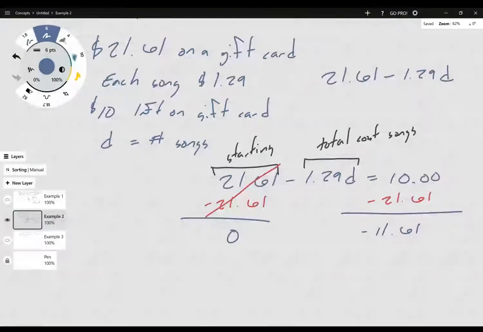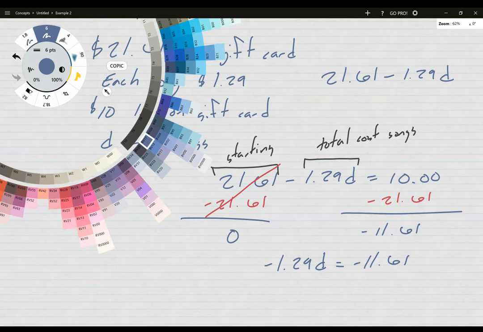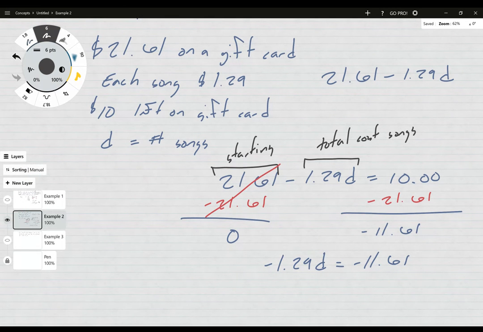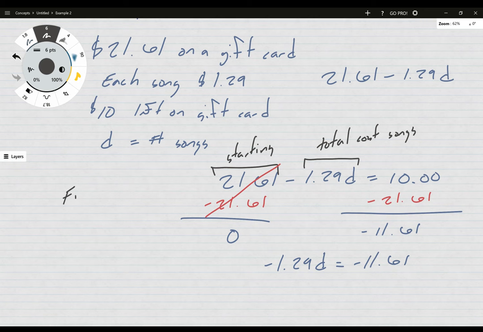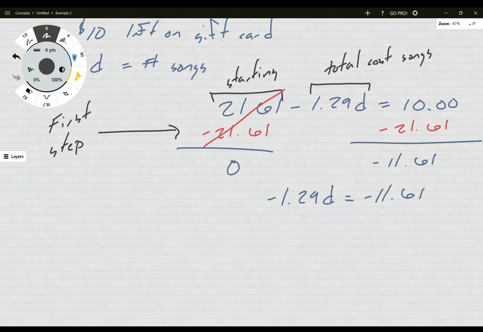So now since this equals 0, I can rewrite my equation to where it says negative $1.29 multiplied by D, again, D represents the number of songs, equals negative $11.61. I'm not quite done yet. I did my first step, which was subtraction. That was my first step. My second step is going to be my division.